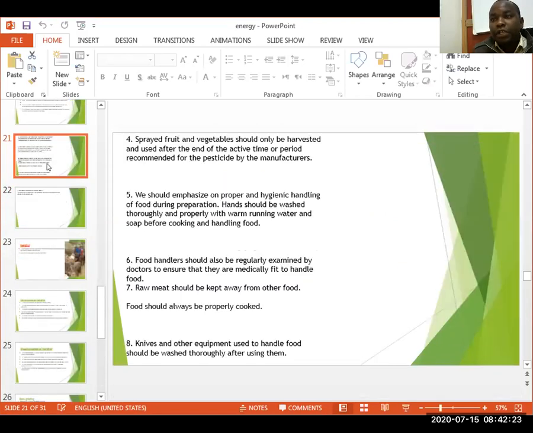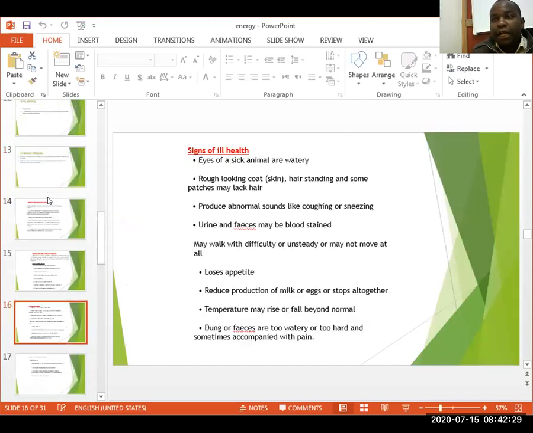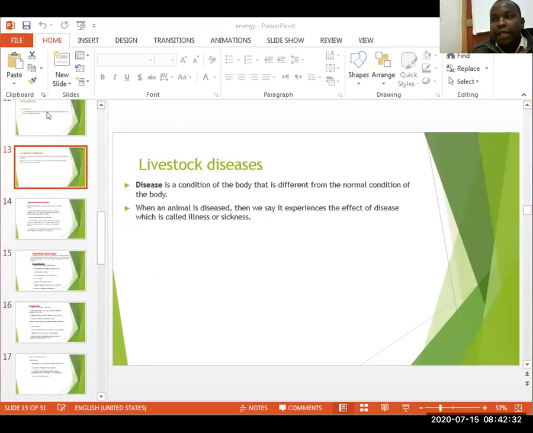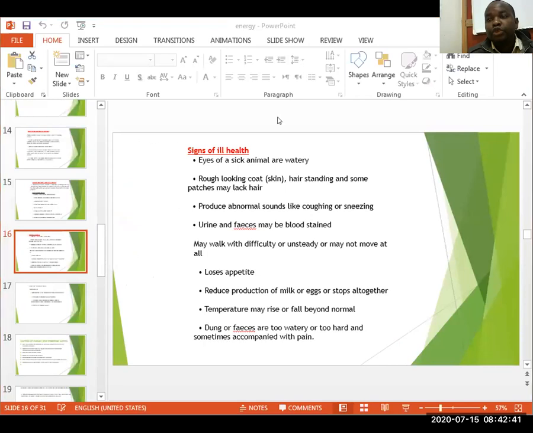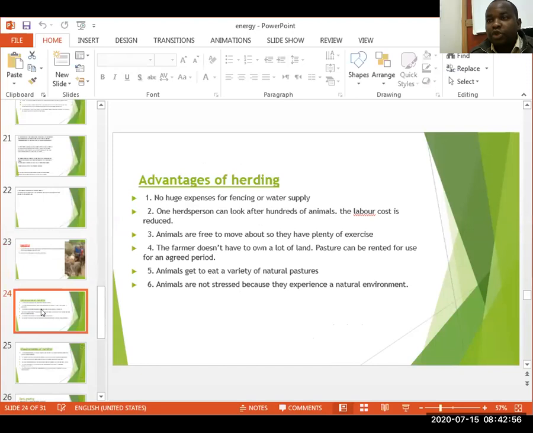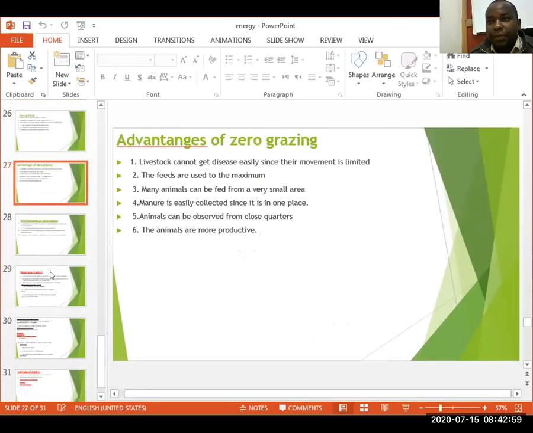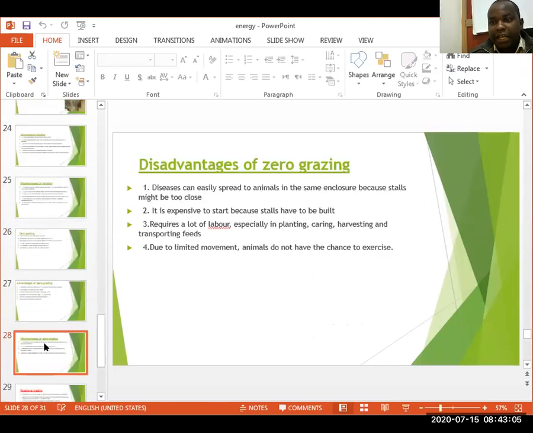We said in paddocking, animals are put in permanent units called paddocks, and in strip grazing, animals are put in strips, and strip grazing involves use of temporary fence. So the difference between strip grazing and paddocking is that strip grazing involves use of a temporary or movable fence, and the fence can be electric. Yes, that is what you need to know.